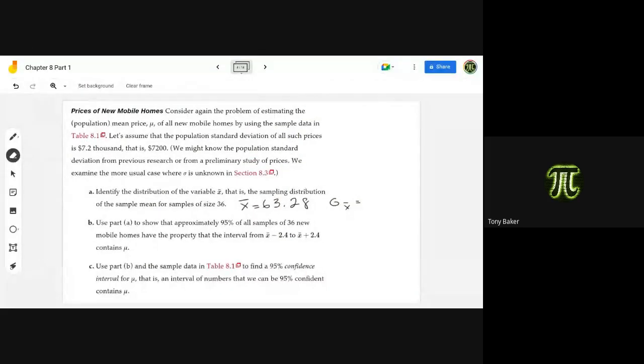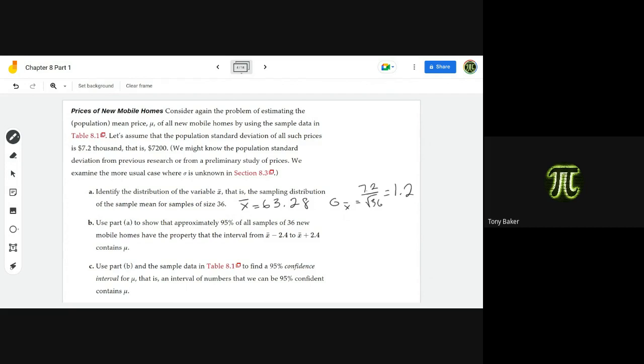All right. We do have to do one thing for the standard deviation, though. It's not 7.2 for the sample. What is it for the sample? It was 7.2 divided by the square root of 36. So in this case, it's 1.2. They did it slower than I was doing it, which is fine.